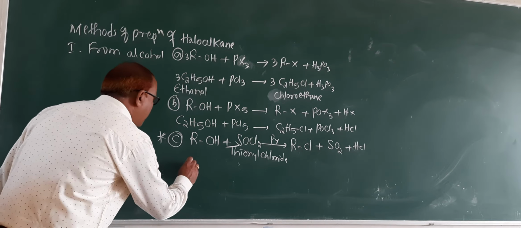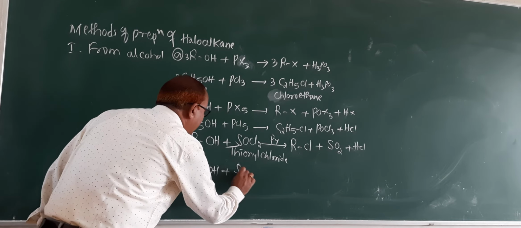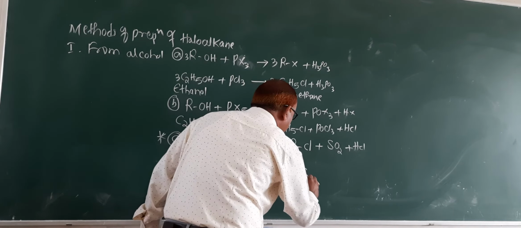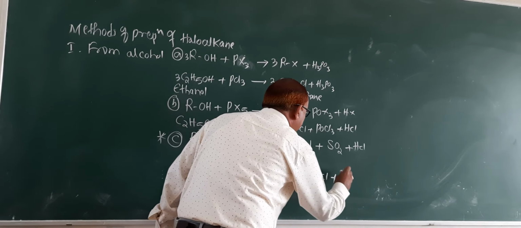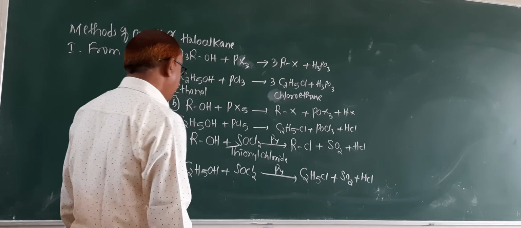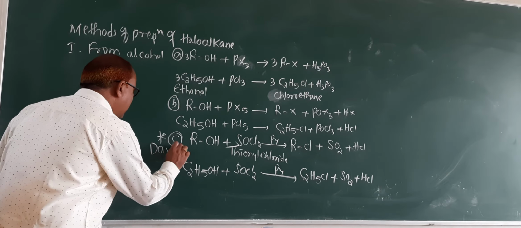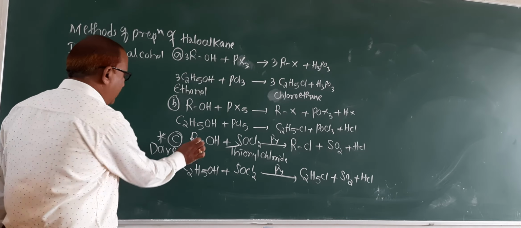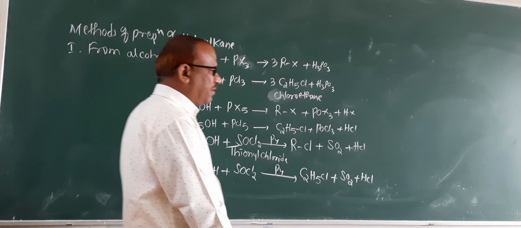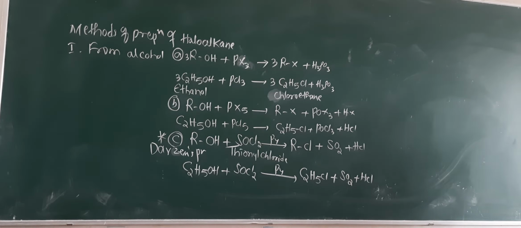Darzens. Same example, when ethyl alcohol is heated with thionyl chloride in presence of pyridine catalyst, it gives chloroethane with the removal of sulfur dioxide as well as HCl. Okay, but you should remember the name of the method is Darzens. Darzens process is the name we have for sub number C by using thionyl chloride.